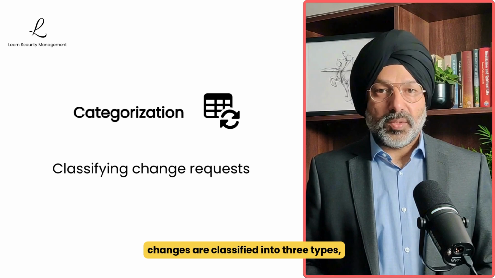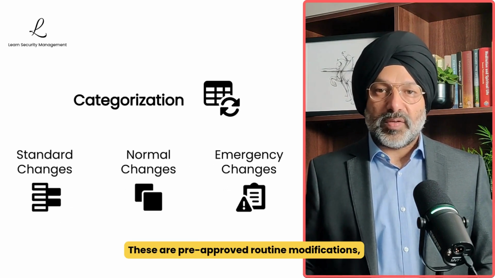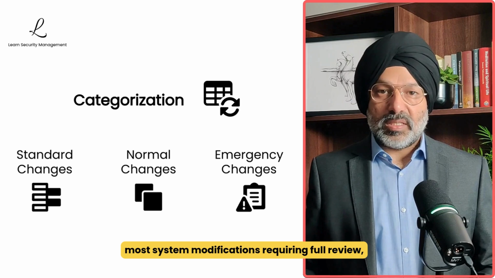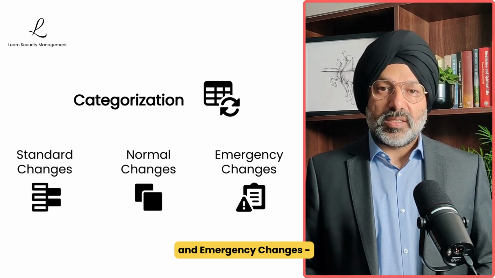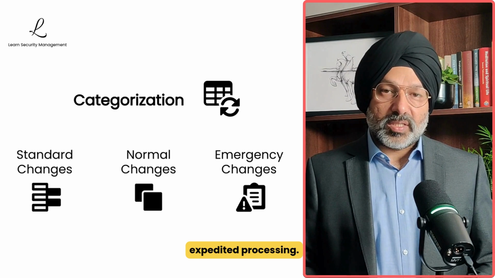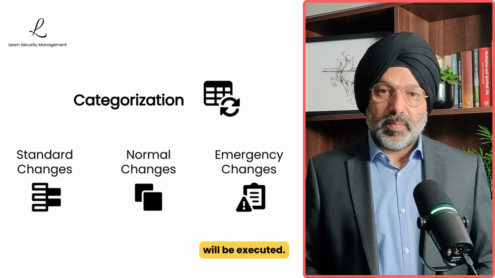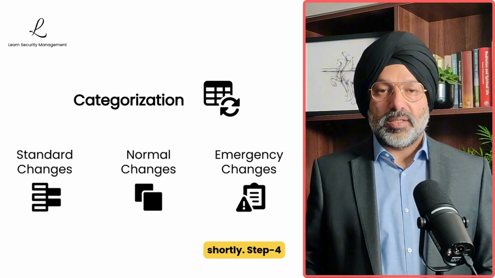Step 3, categorization, is important for handling changes efficiently. Changes are classified into three types. Standard changes, these are pre-approved routine modifications like password resets. Normal changes, most system modifications requiring full review. And emergency changes, urgent fixes requiring expedited processing. This categorization determines how the remaining steps will be executed. I'll cover these change types in more detail shortly.